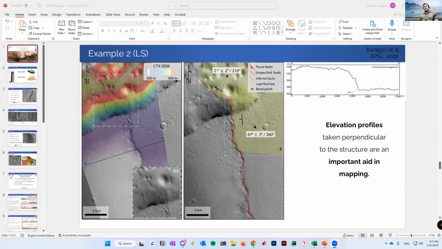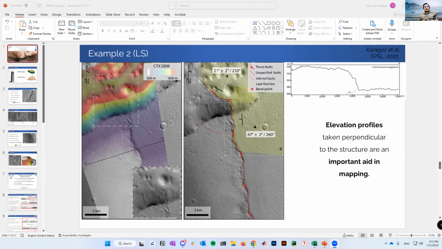This is another example of a lobate scarp, as far as I know and work on it. This is from Mars. Here we see the flattened morphology. To understand that, I took a profile line from A to A prime. As I said, in the profile lines you can mostly see the flattened hanging wall. I followed the thrust front and measured a 67-degree dip angle of the thrusting.